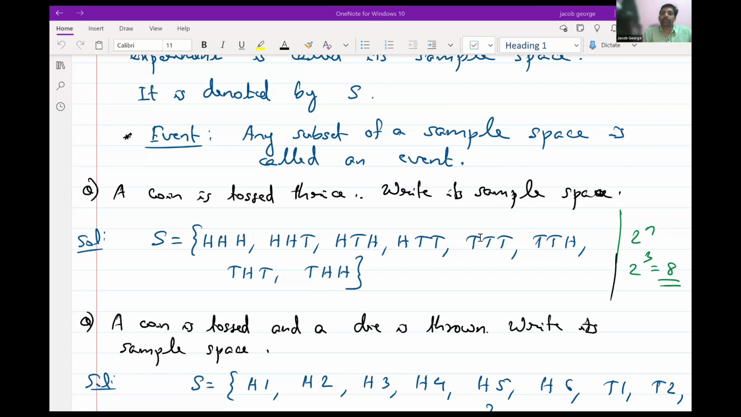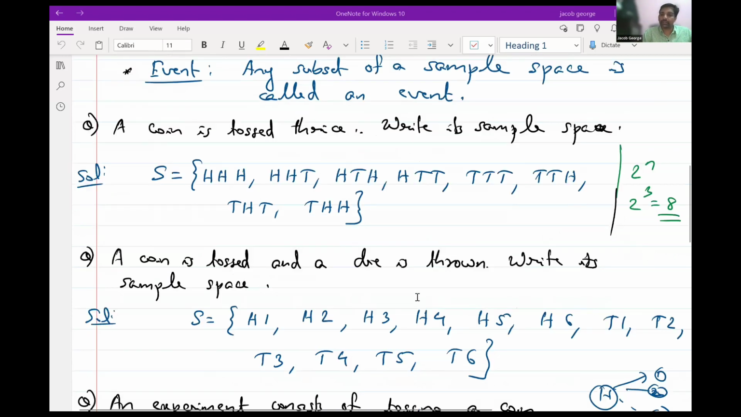For dice, the number of outcomes is 6 raised to n. If it is one die, 6 raised to 1 is 6: 1, 2, 3, 4, 5, 6. In class 10, you have studied that if there are 2 dice, the number of outcomes will be 6 raised to 2, which is 36: 1,1; 1,2; 1,3; up to 1,6; 2,1; 2,2; 2,3; up to 2,6; and so on till 6,1; 6,2; 6,3 up to 6,6. Like this, total 36 outcomes for dice.